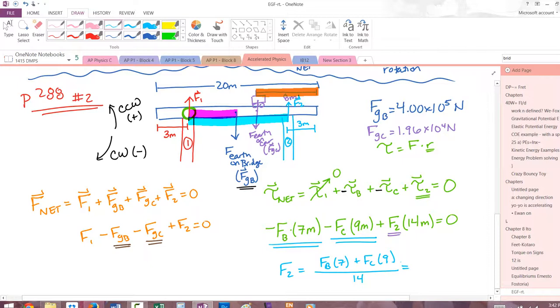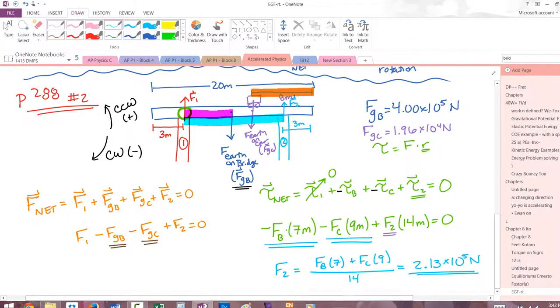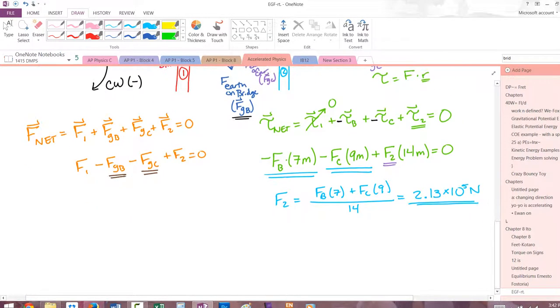Okay. So for the force 2, I got 2.13 times 10 to the, let me count it, 1, 2, 3, 4, 5, 10 to the 5th. How'd we do? Hopefully well. If not, let me know, or don't let me know, but let your table mate know. Help each other out. Once you know this value, then all you need to do is plug it in over here for F2 and solve for F1.